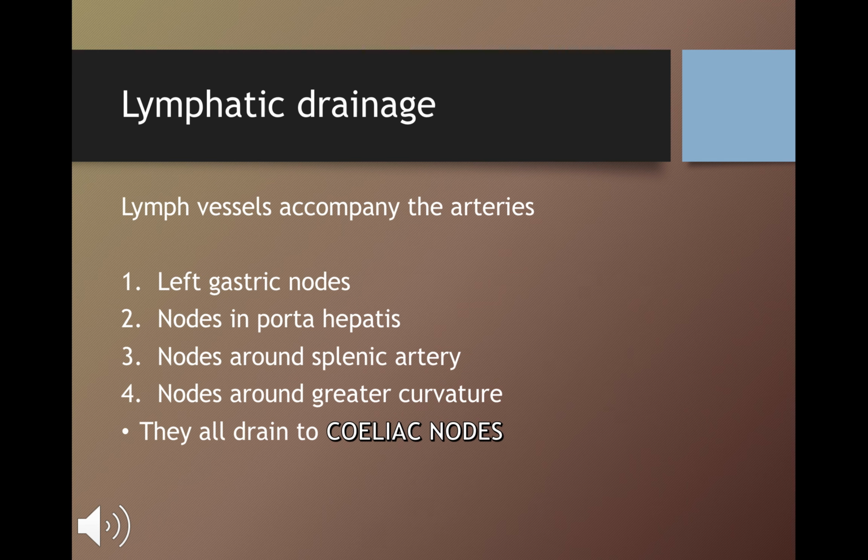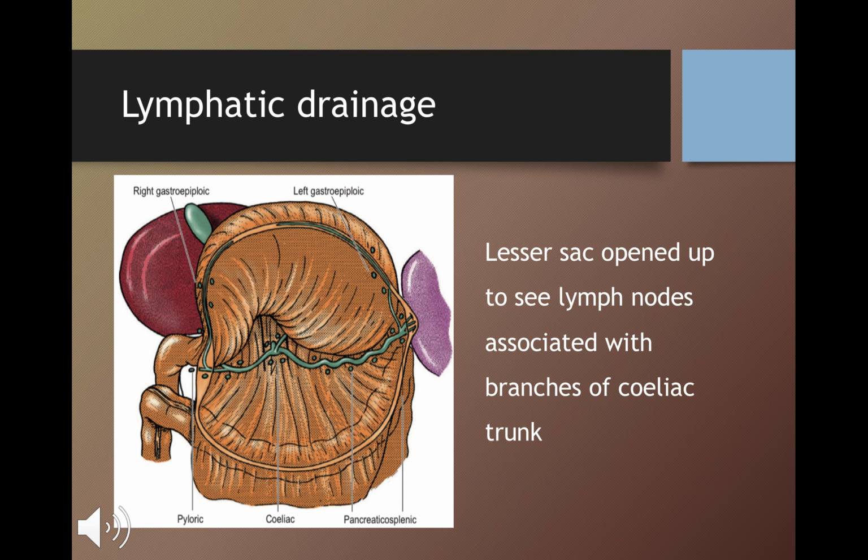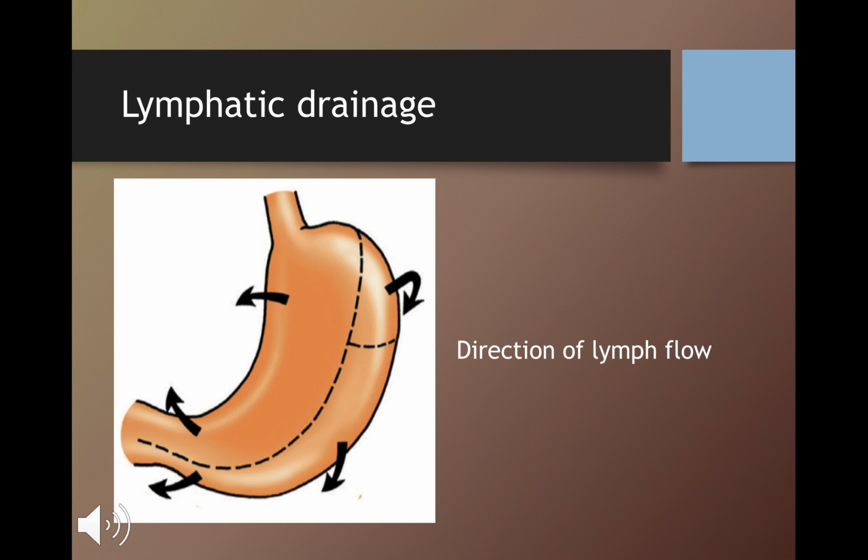Lymphatic drainage is to the celiac group of preaortic nodes, via nodes along the left gastric artery, nodes in the porta hepatis and nodes around the splenic artery and greater curvature. In this picture, the lesser sac is opened up to see lymph nodes associated with the branches of the celiac trunk. This photo shows the direction of lymph flow.